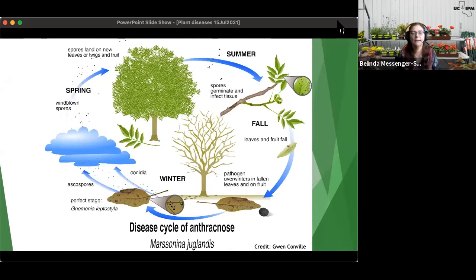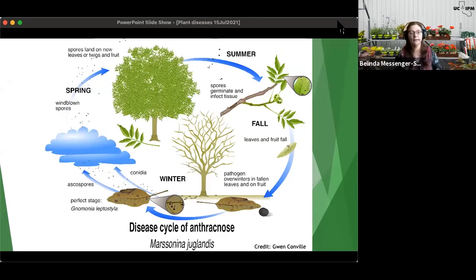The disease is initiated in the spring when the wind blows spores from dropped leaves and fruit onto new leaves and twigs. During the summer, the spores germinate and infect the plant. In the fall, when the leaves and nuts fall, they have spores within them that become resting spores. This fungus will overwinter in fallen leaves and nuts. So clearing out those dead leaves and the dropped walnuts in the winter is going to reduce the disease in the spring because it's reducing the amount of inoculum.